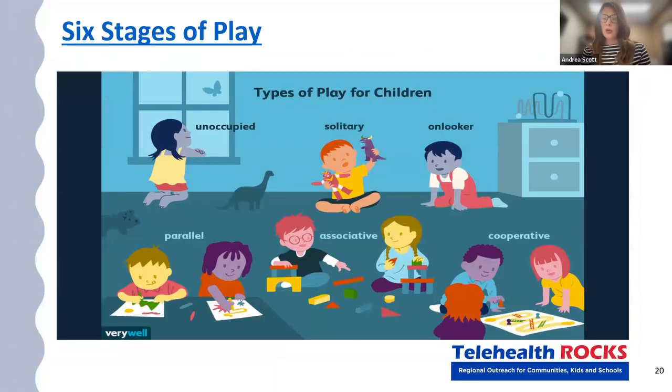Okay. If you were not aware, there are actually 6 stages of play. There's a link right above that says 6 stages of play, and that will take you to pathways.org. Pathways.org has a wonderful video. It only takes a few seconds to watch, and it explains each stage of play. So we have unoccupied play, which starts between 0 to 3 months. There's solitary play, onlooker play, parallel play, associative play. Next slide, please.